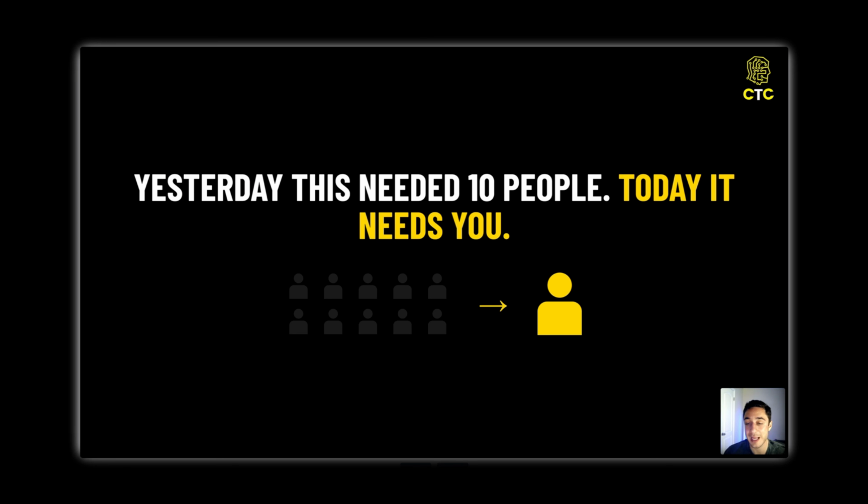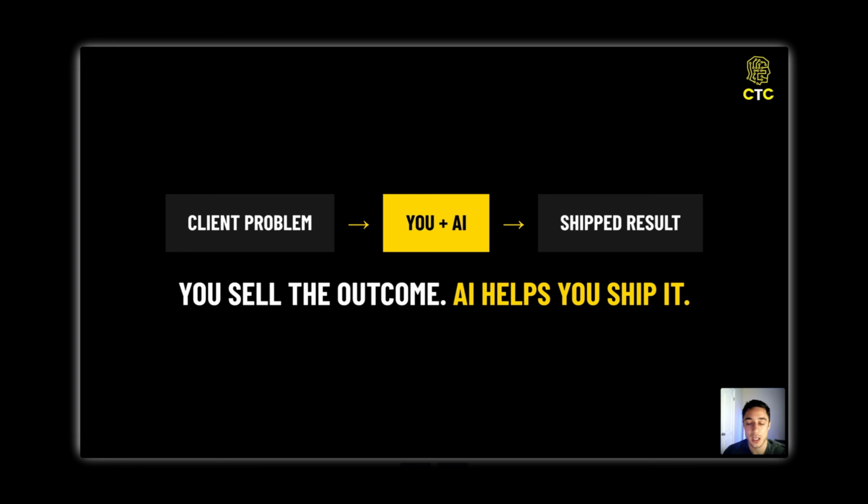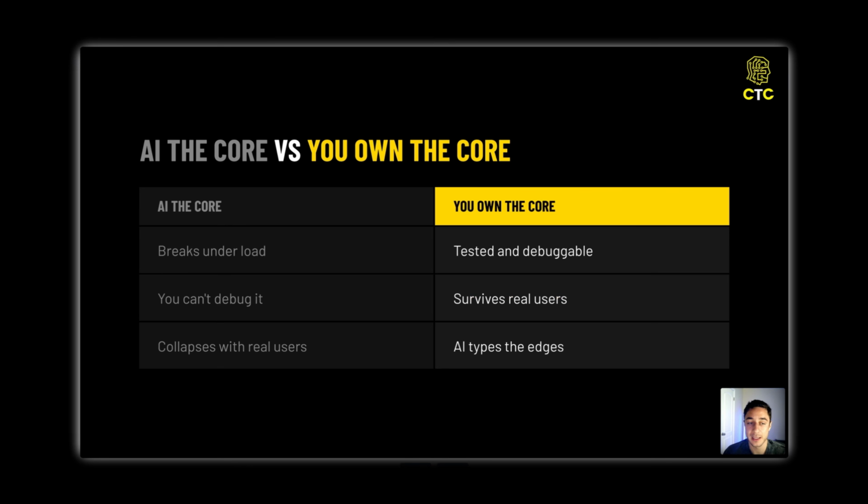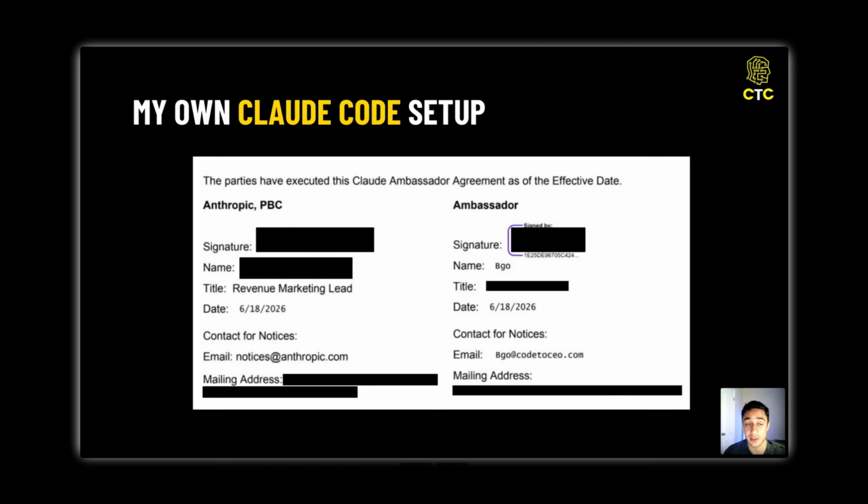Yesterday, to do everything we're talking about here, you maybe needed more than one person, potentially up to, let's say, 10 people. Today, you only really need yourself. You sell the outcome, AI is going to help you ship that specific outcome, okay? AI is not the core, because you're going to own the core. Whenever you set AI to be the core of whatever it is you do, it's going to break under load, you're not going to be able to debug it, and it's going to collapse with real users. Whenever you own the core, it's going to be tested and debuggable, it's going to survive real users, and AI is going to give you that edge that you need.